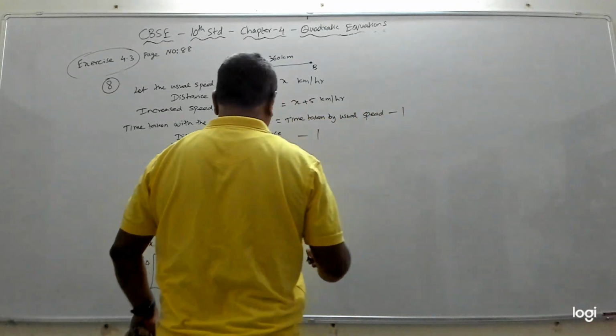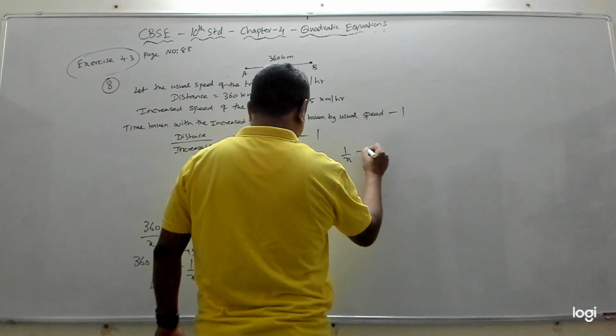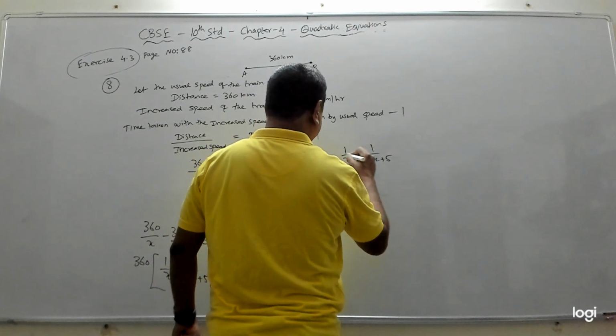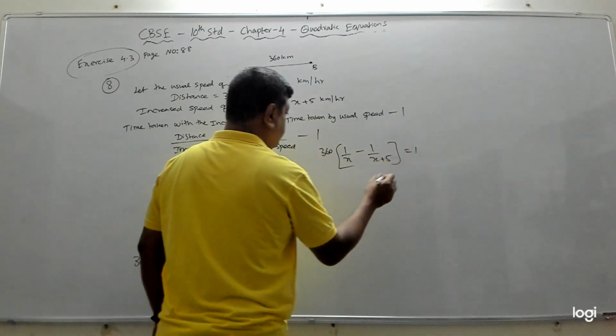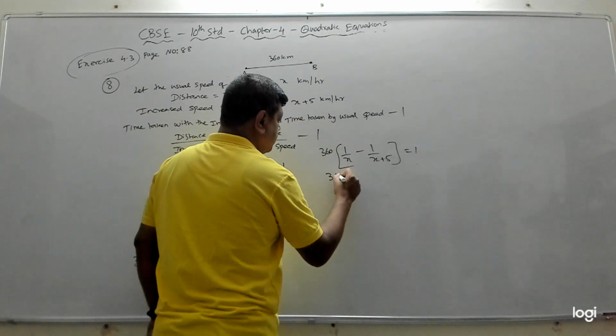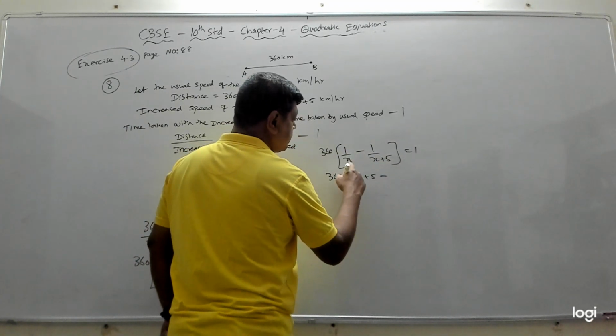Now if you proceed, you will get 1 by x minus 1 by x plus 5, whole into 360, equal to 1. That's what we have. Now we'll keep 360 here. Then we will add this: 1 into x plus 5 is x plus 5, minus x into 1 is x.